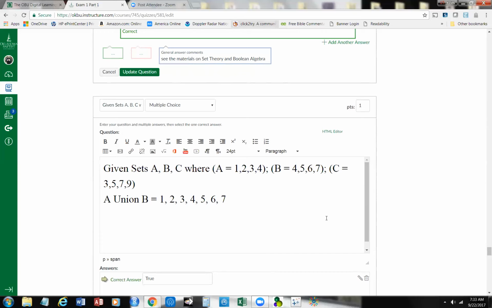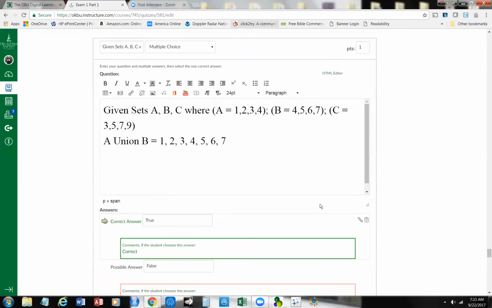Now, 1 is in set A. 2 is in set A. 3 is in set A. 4 is shared by A and B. 5, 6, and 7 are part of B. And we're doing union, so we grab everything. So it's 1, 2, 3, 4, 5, 6, 7. That's the correct answer.